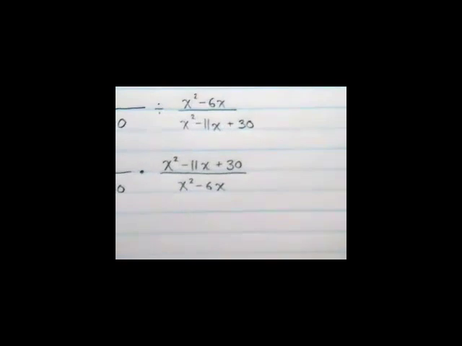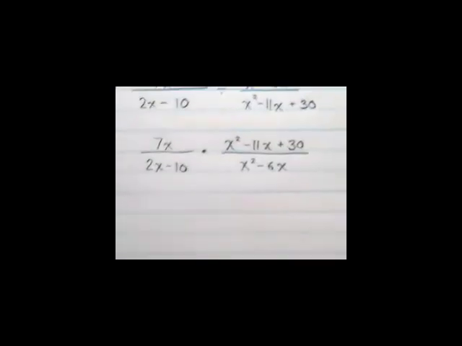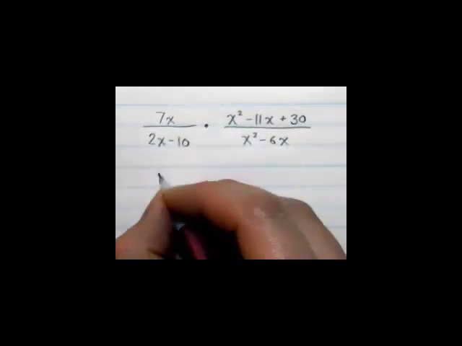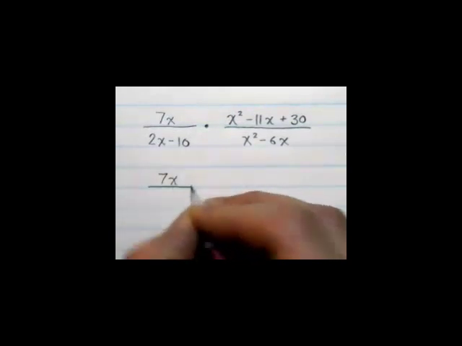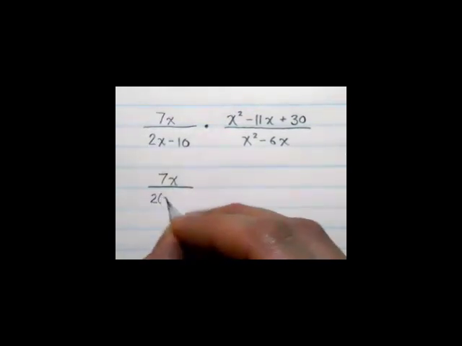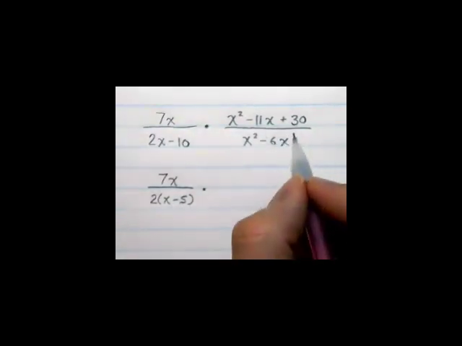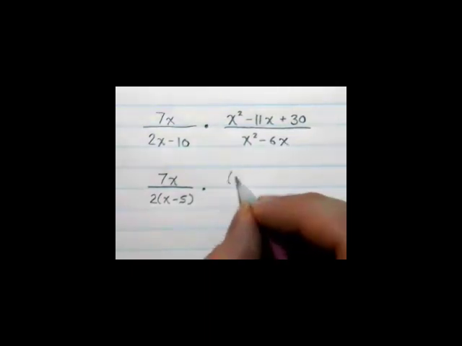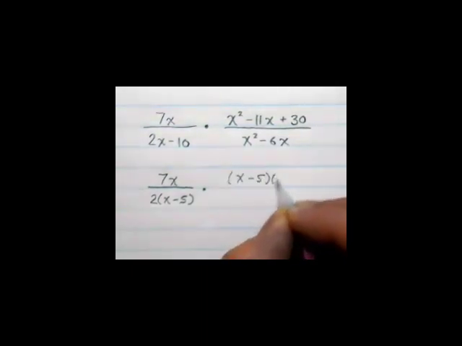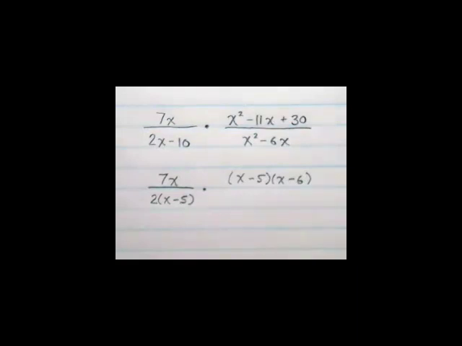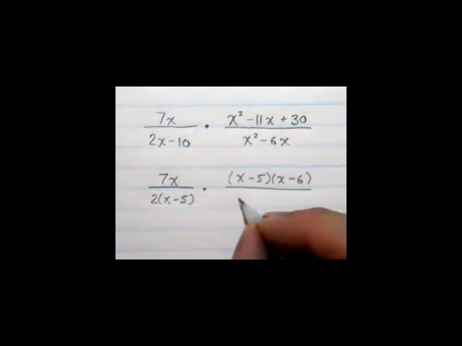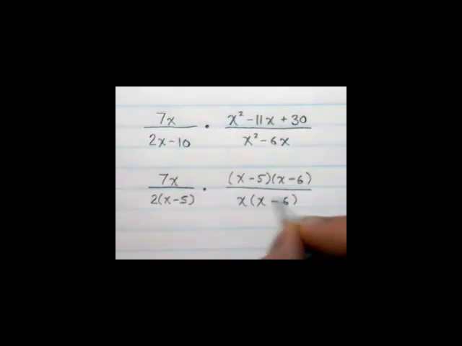I'm going to fly through this the rest of the way because we've done these. So now we've got 7x. I'm going to factor the 2x minus 10 into 2 times x minus 5. x squared minus 11x plus 30 is going to be x minus 5 and x minus 6. Get the job done there. And then x squared minus 6x, you can take an x out of that, leaving x minus 6.